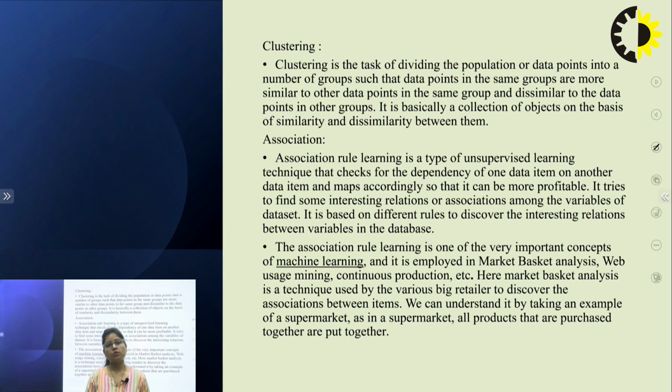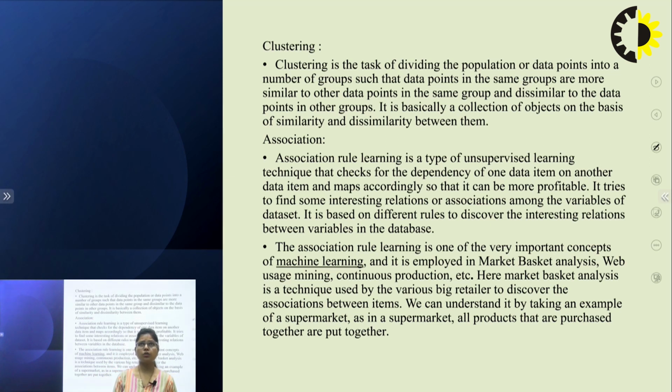Association rule. Association rule is a type of unsupervised learning technique that checks for the dependency of one data item on another data item and maps accordingly so that it can be more profitable. It tries to find interesting relationships or associations between the variables of a dataset. It is based on different rules to discover interesting relationships between variables in the database.